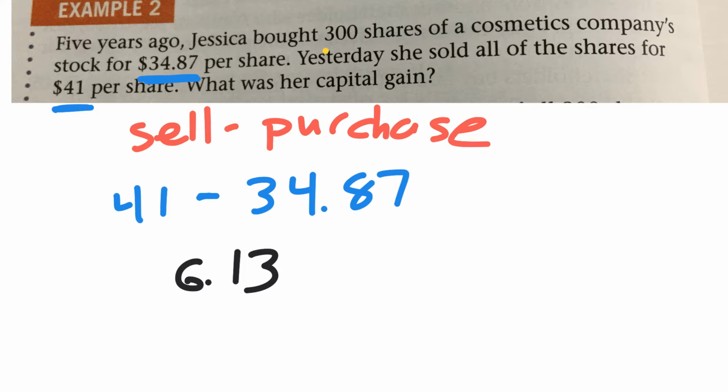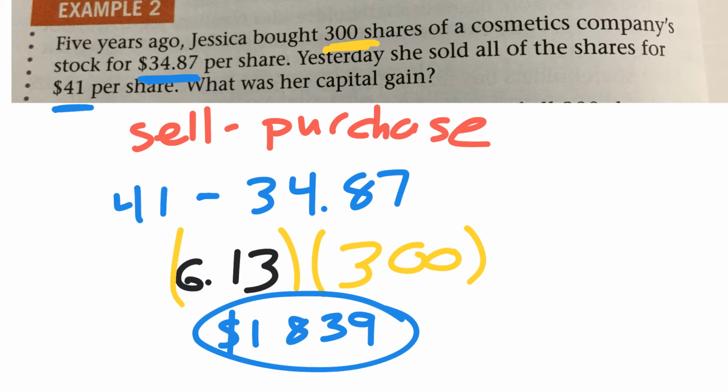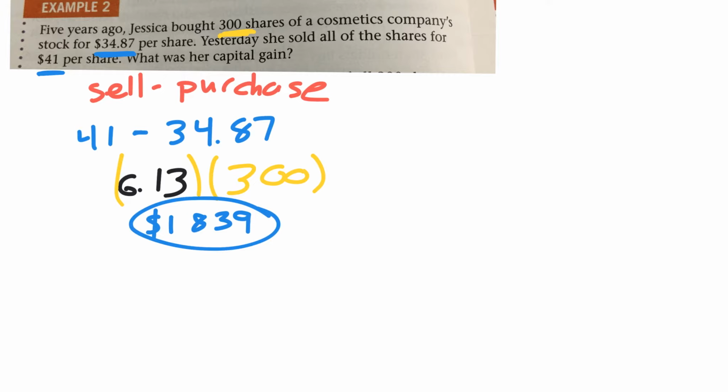Now the difference here is we know she bought 300 of these shares. So she made $6.13 per share, and she bought 300 of them. So I'm going to multiply those together. So 613 times 300 should give $1,839. And if I was given that problem, I think that's the way I would work it out.